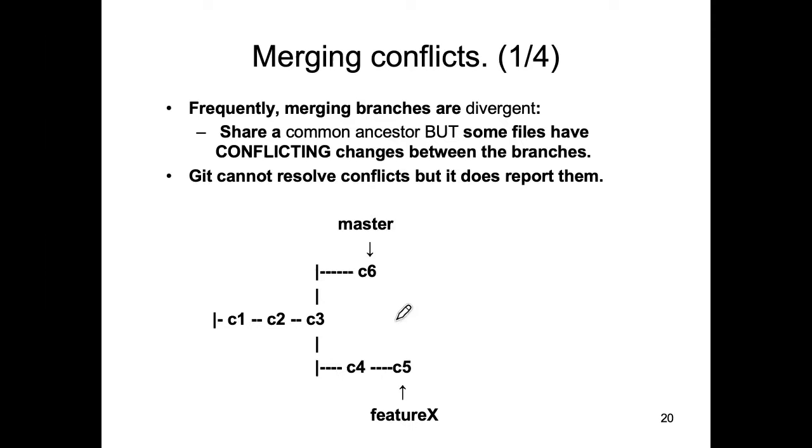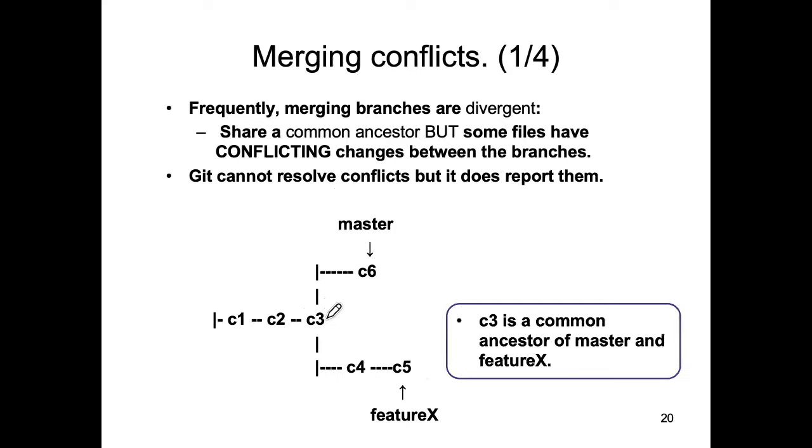So this is a very common scenario. We still have the benefit of having a common ancestor between the two branches that you want to merge. In our case, it happens to be C3. So what am I saying on the next slide? C3 is a common ancestor, that's okay.